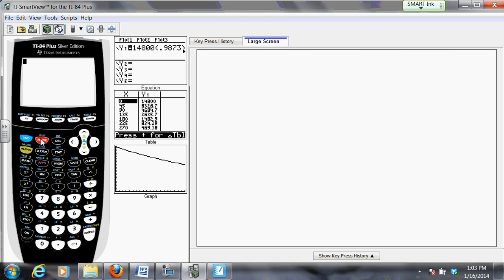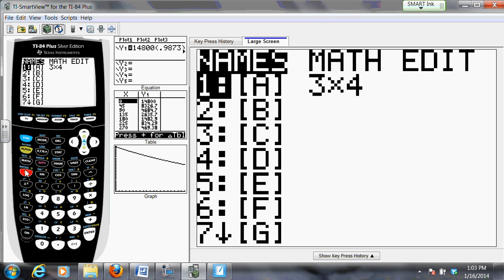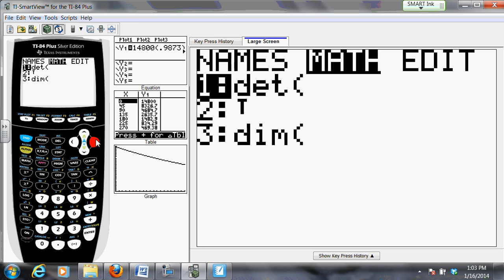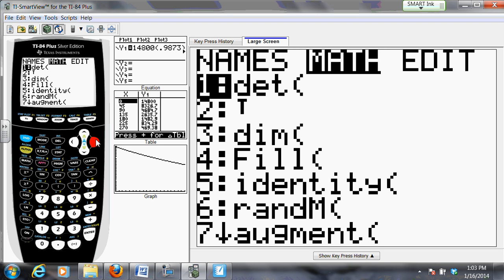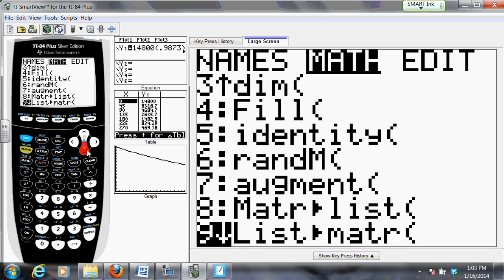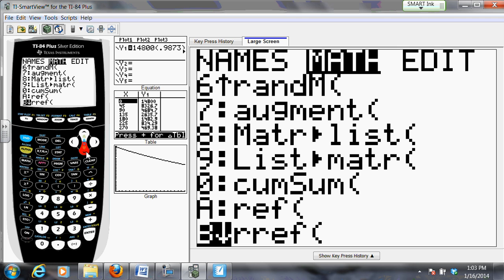But I have to go back into Matrix. So I'm going to go back into Matrix. This time I'm going to go over to Math. And I'm going to go all the way down to, where is it? There we go. Those two right there, A and B. A, this A part, stands for row echelon form, which means it'll put ones down the main diagonal and zeros underneath it.